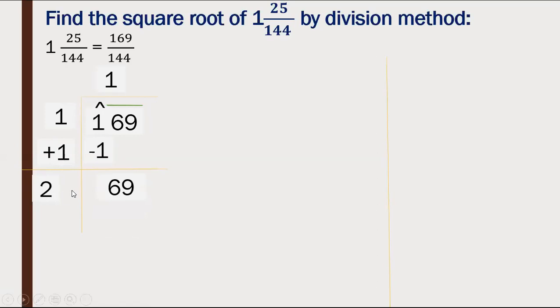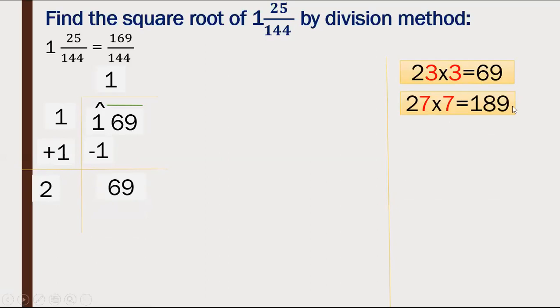Now we want a number which when multiplied by itself gives 69. That means 23 threes are 3 threes are 9 and 3 twos are 6. And here 27 sevens are 189. We can take either 3 or 7. Why? Because we know that 3 threes are 9 and 7 sevens are 49. Okay, we have to check only the ones place. On the ones place in the question there is 9. So either we can take 3 or we can take 7.